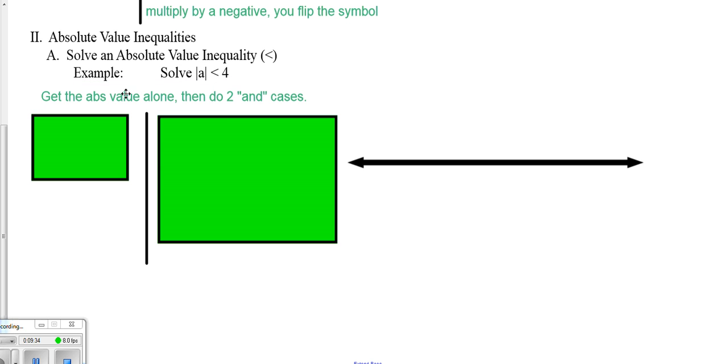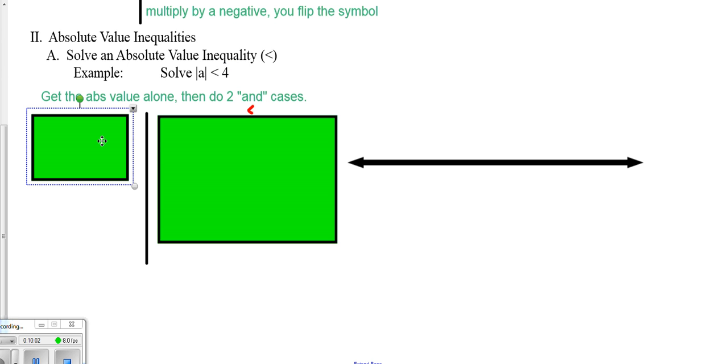Now, a note that I want here: just like with equations, you're going to get the absolute value piece all alone, and then you're going to do two AND cases. We do AND cases with less than. So if you want to make a note of that, AND goes with less than. Or will go with greater than. AND goes with less than.